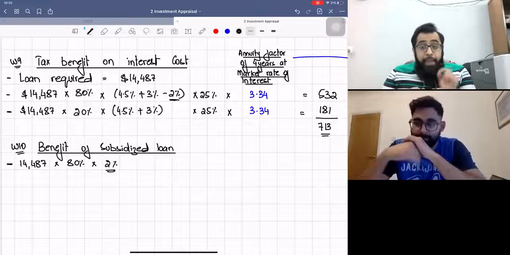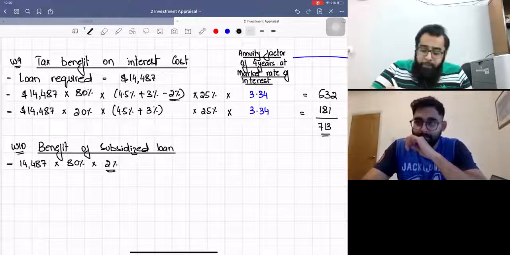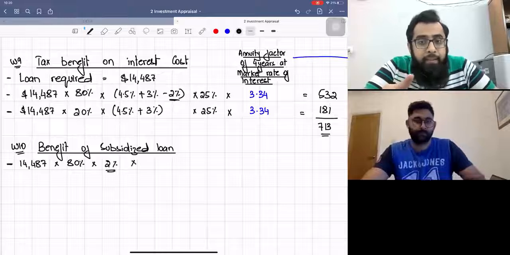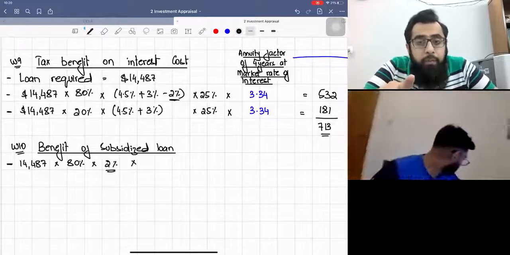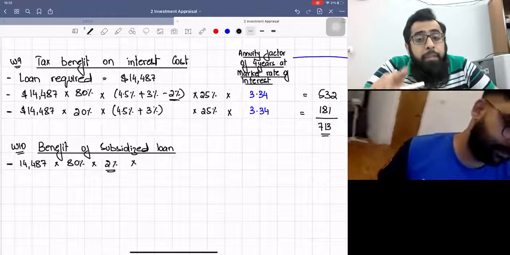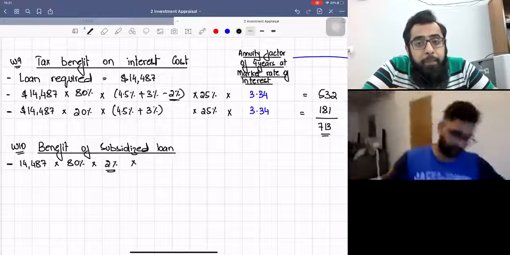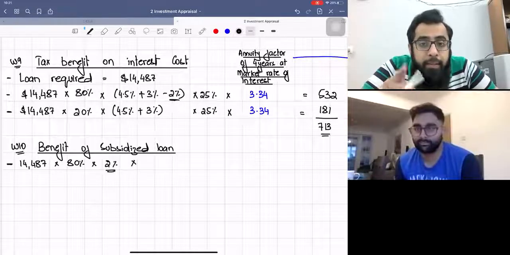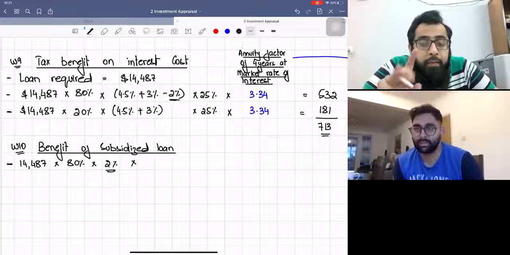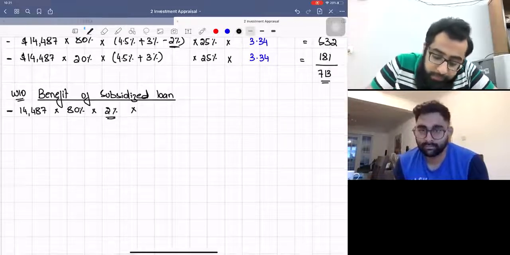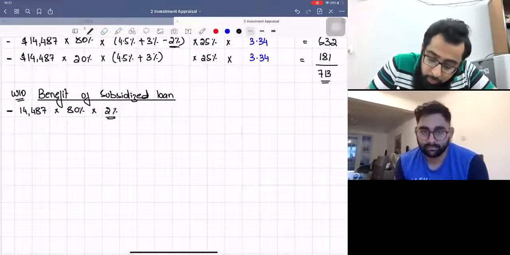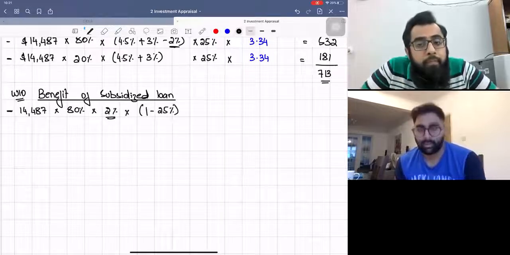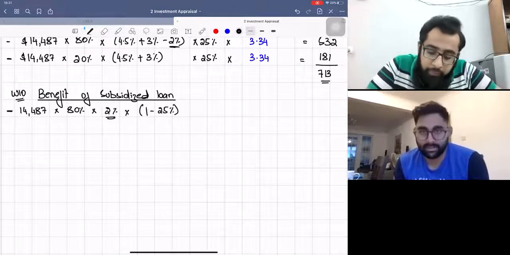Now, one more thing: you are getting a 2% lesser rate on the subsidized loan, which means 2% lesser interest expense. So this means 2% lesser tax impact also. So make it 1 minus 25%. Well, one second, repeat that again.